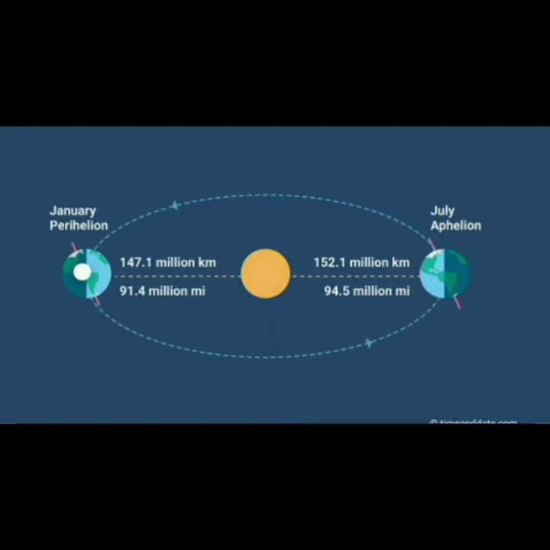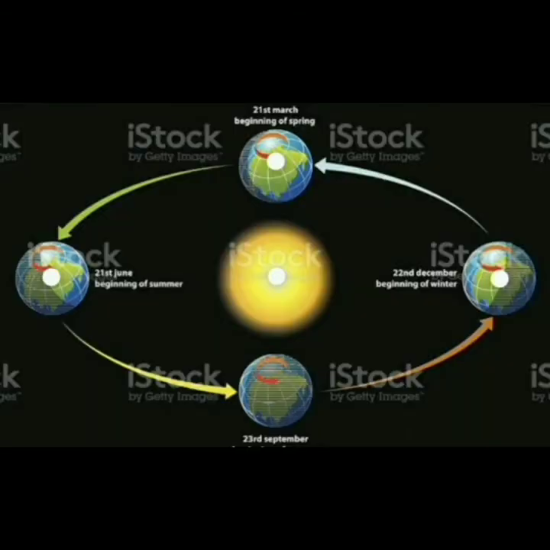And this tilt causes the sun's rays to fall more directly on either the northern hemisphere or the southern hemisphere, depending on the position of the Earth. So, to understand how seasons change on the Earth, we have to see some useful terms.